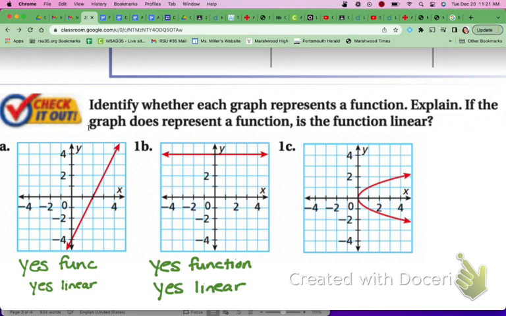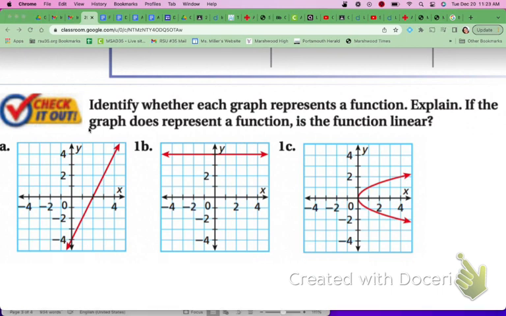For 1C, no. Not a function. Horizontal lines are okay. It's not a function. Vertical lines are not functions. Horizontal lines are. Okay? Alrighty. Flip on to the next page.